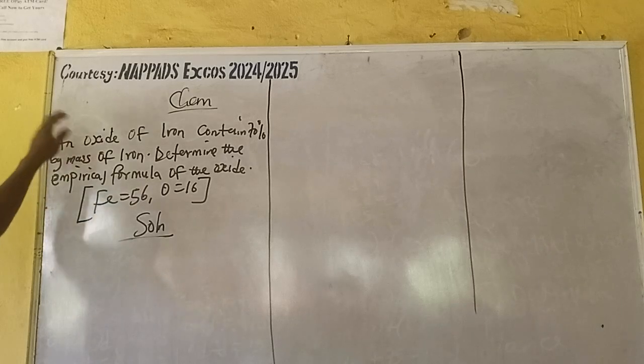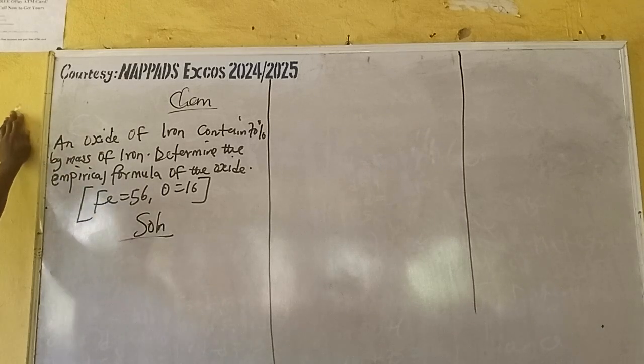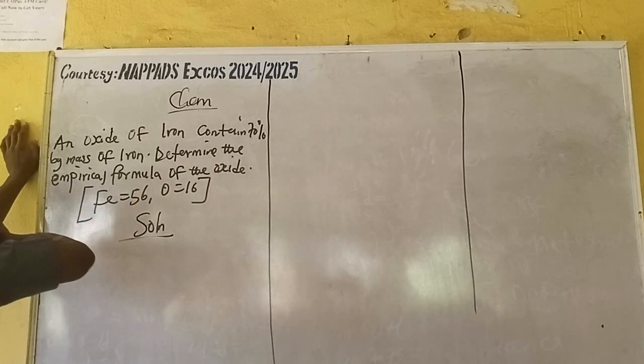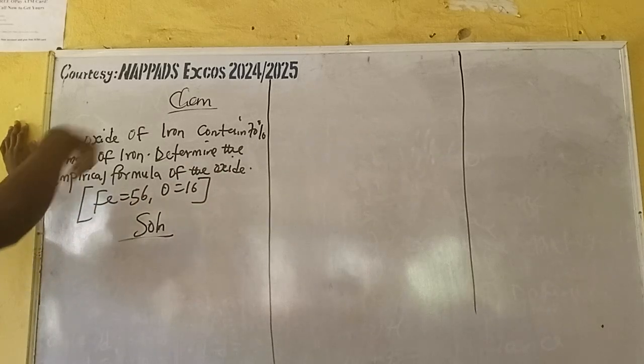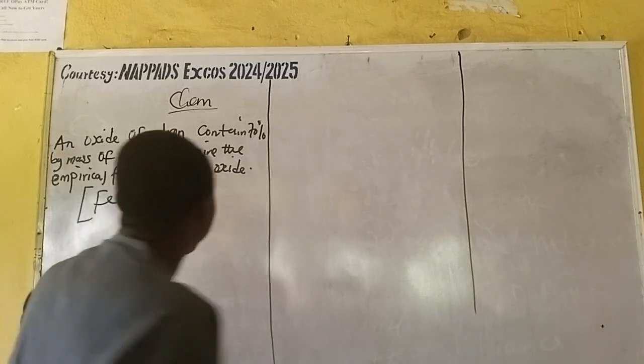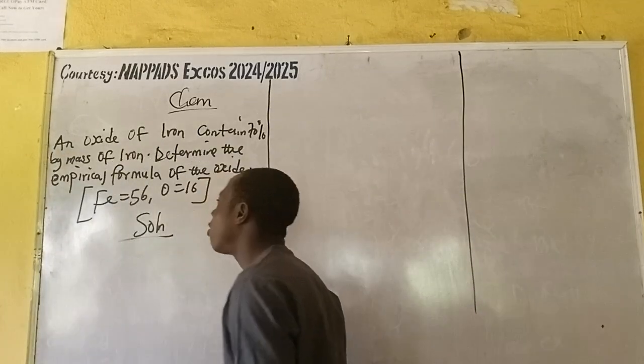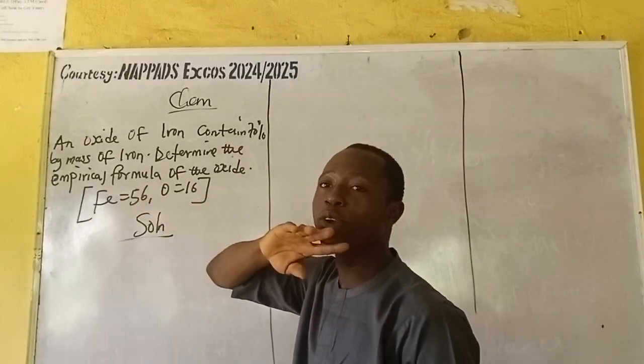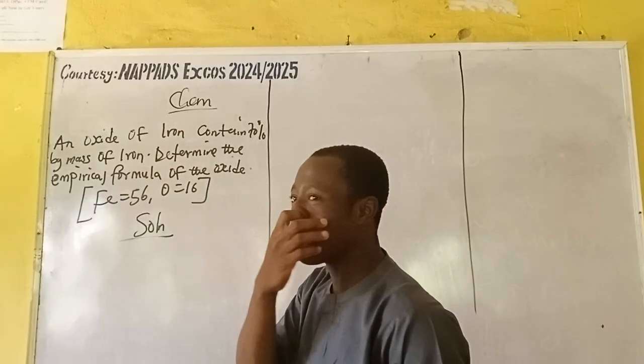We have a question here. An oxide of iron contains 70% by mass of iron. Determine the empirical formula of the oxide. Okay, this question is very simple. Don't panic. We are asked to find the empirical formula of this compound.